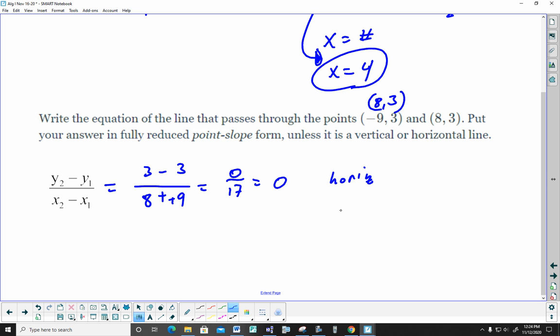That's a horizontal line. So the equation looks like y equals some number. What's the y value? So y is equal to 3, and you're done.